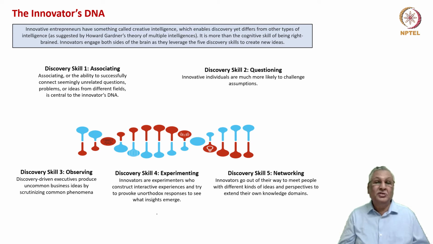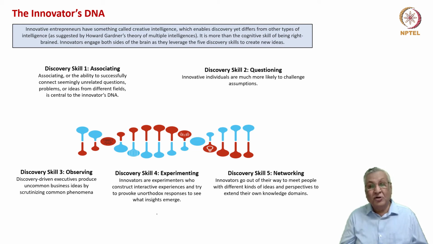Discovery skill 2 is questioning, that is, keep challenging assumptions. Why should anything be in this manner? Why should you receive sound waves in a mic only in a particular direction? Why can't you have a 360-degree receipt? What are the pros and cons? Can you convert that from 360 degrees to 180-degree receipt? So you keep questioning yourself.